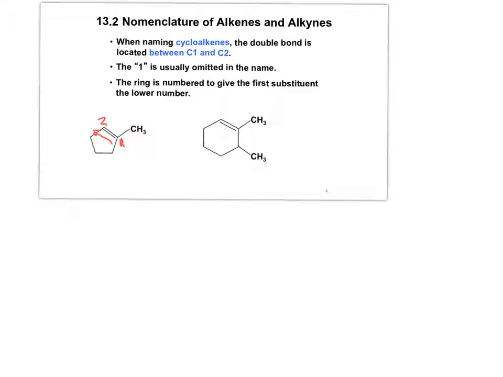So this would be 1-methylcyclopentene. So 1, 2, 3, 4, 5 carbons. Penta is 5. Cyclo is used because it's in a ring. And the E ending is used because it's an alkene.